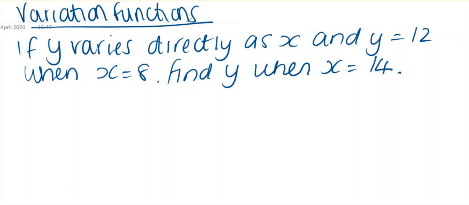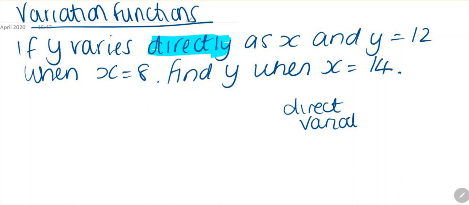Okay, so variation functions. So this question says, if y varies directly as x and y is 12 when x is 8, find y when x is 14. So this directly is a clue that we're going to use the direct variation formula. So what do we know? We're trying to find y, so we'll call this y2, the value we need to find, and the values we know we'll label as 1.